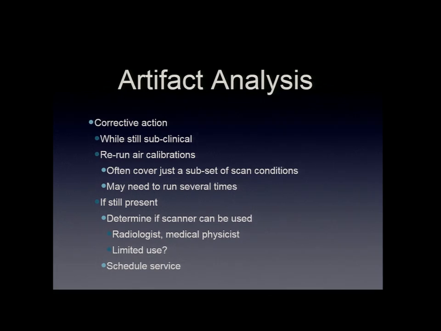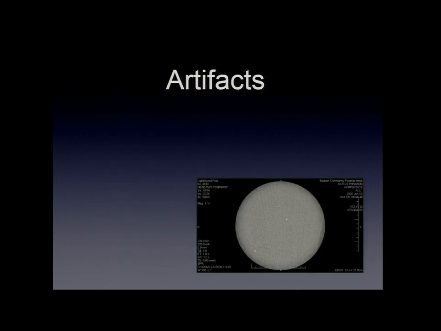Like I said, corrective action is warranted if you think it's clinical. If it's subclinical, keep an eye on it, talk to the radiologist, that kind of thing. Rerun the error calibrations, that might fix it. If they're still present, then the tech needs to have the discussion with the radiologist to see, is this clinically relevant? Do I need to stop using it, or only use it for certain types of procedures? And if it is deemed that corrective action is warranted, they need to schedule service and have it corrected.